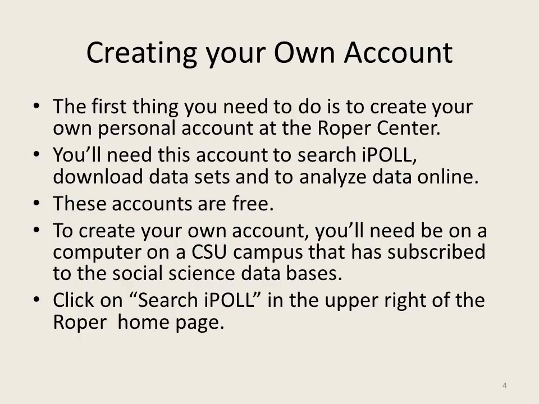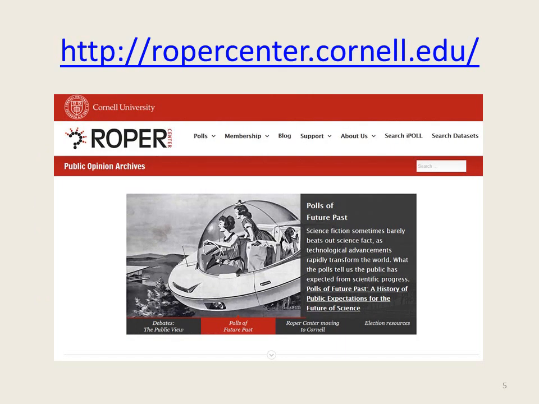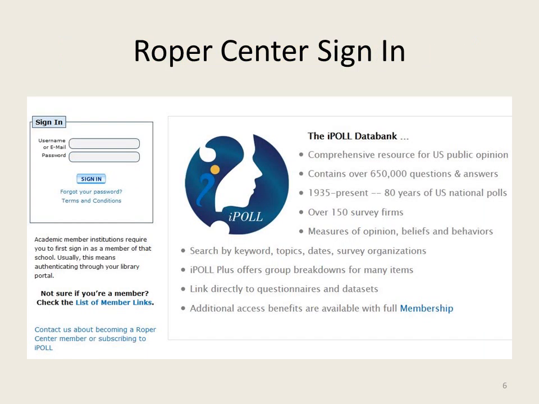Click on Search iPoll in the upper right of the Roper homepage. This is the Roper Center homepage. The URL is ropercenter.cornell.edu. To create your own account, click on Search iPoll in the upper right. When you click on Search iPoll, you'll be taken to the Roper Center sign-in screen.